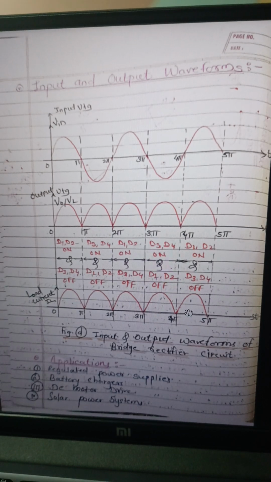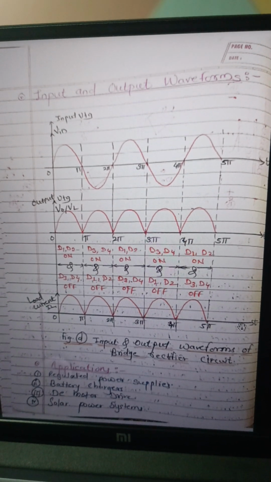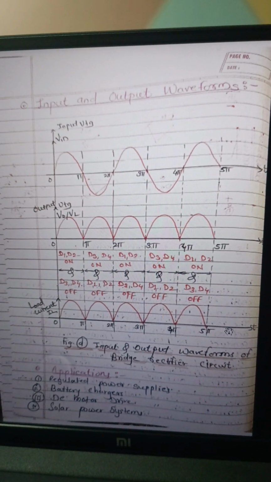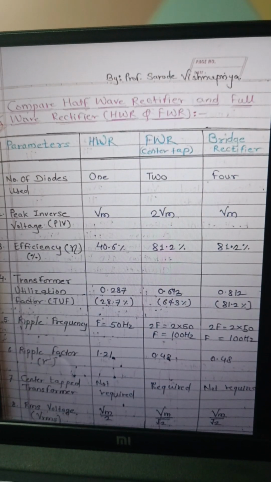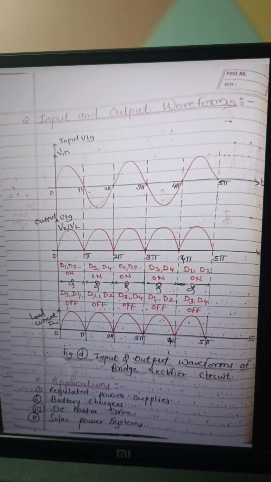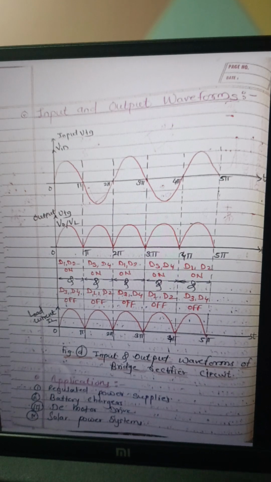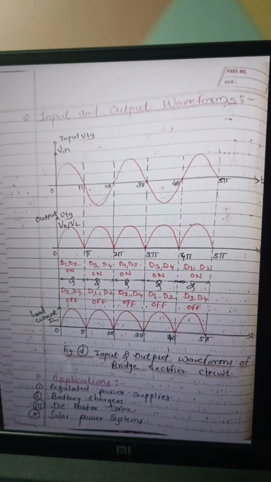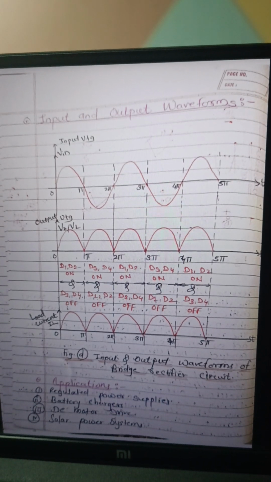Across the output, we will get both half cycles across RL. The applications of this rectifier circuit are regulated power supplies, battery chargers, DC motor drives, and solar power systems. Bridge rectifiers are used in these circuits or appliances.